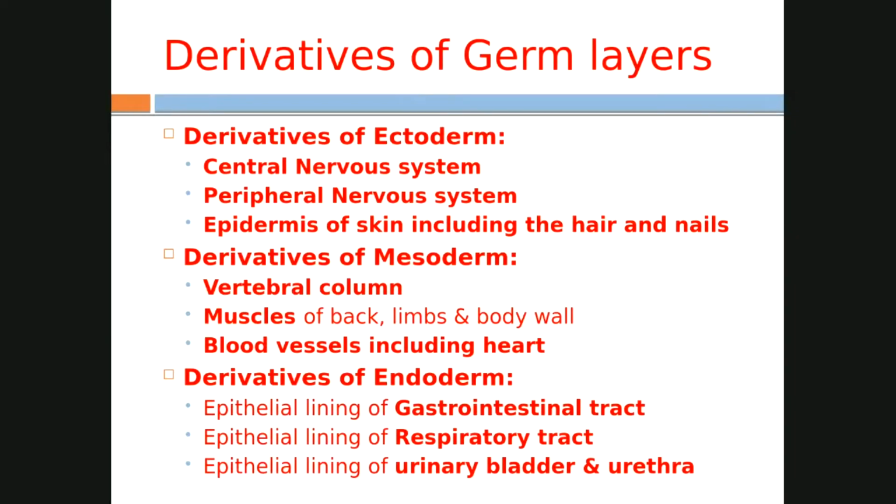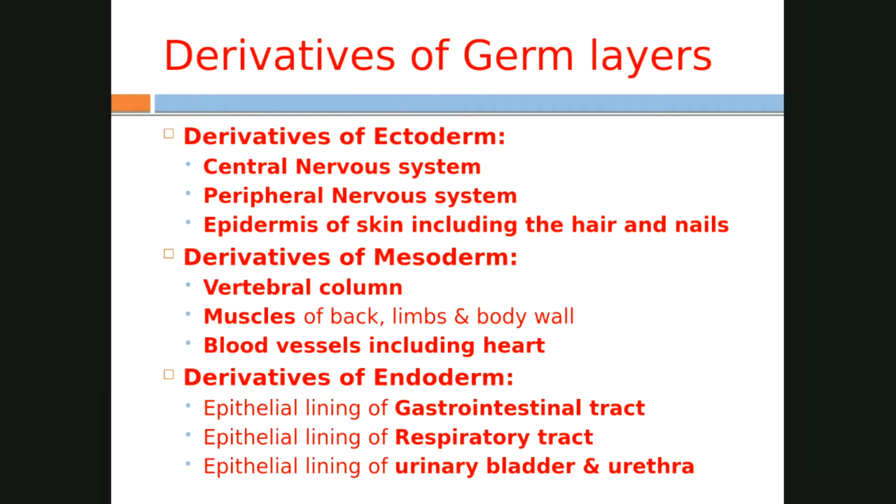Up till now, what we discussed is three important structures: primitive streak, notochord, and neural tube, what they give rise to and what their importance is. We discussed three cavities: amniotic cavity, yolk sac, and chorionic cavity. We discussed three germ layers: ectoderm, endoderm, and mesoderm, and what they give rise to.